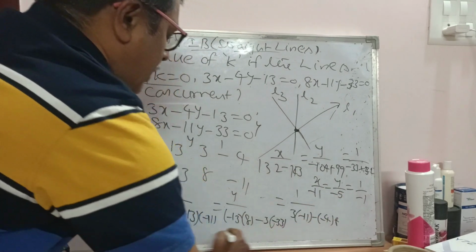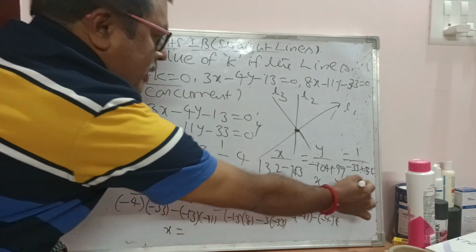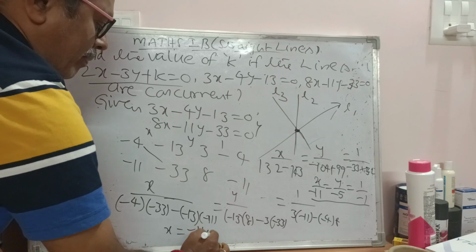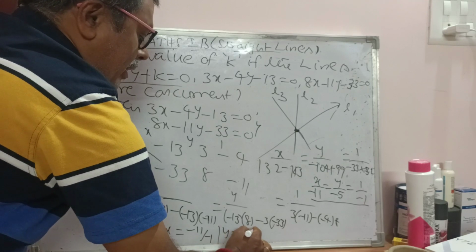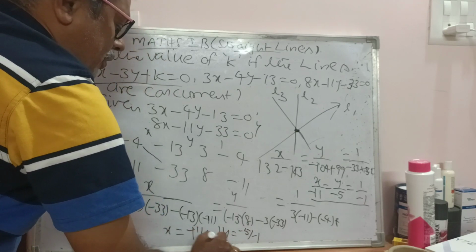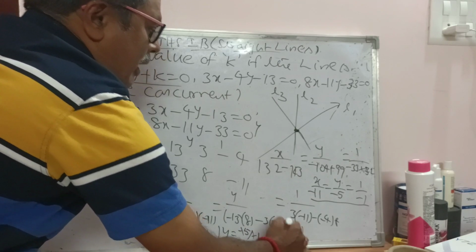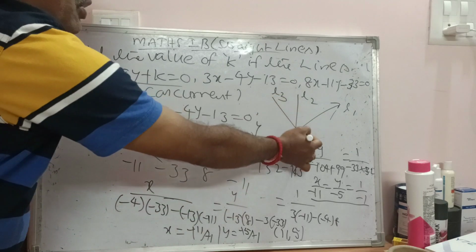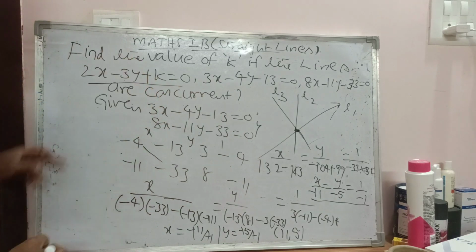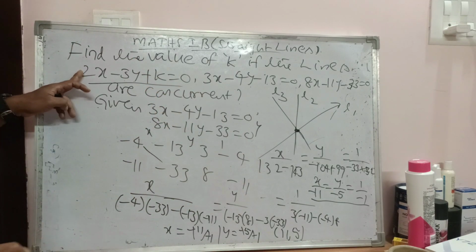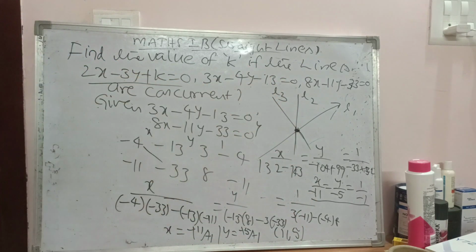Therefore, x is equal to minus 11 by minus 1, y is equal to minus 5 by minus 1. So the coordinate is (11, 5). 11 comma 5 is the point where these two lines meet. When we substitute this point in the first equation, we get the value of k, because these three lines are concurrent, and this is the point where these three lines meet.